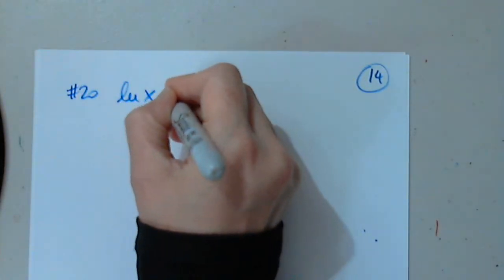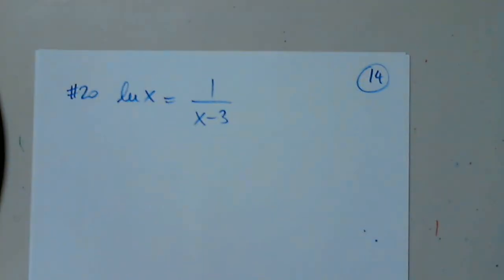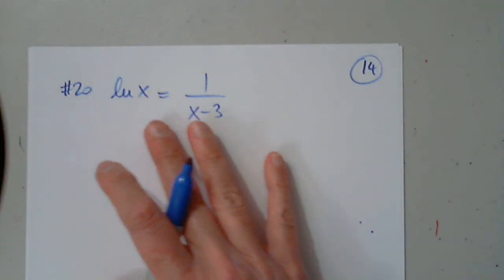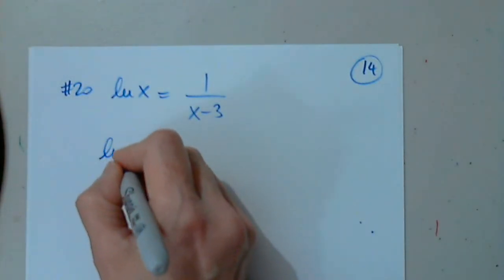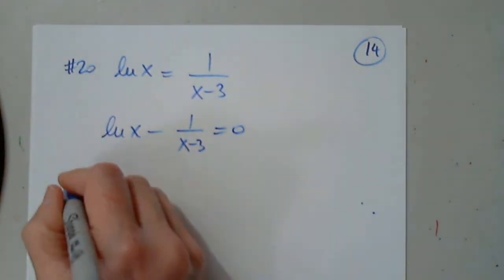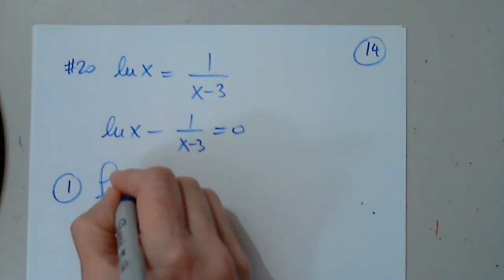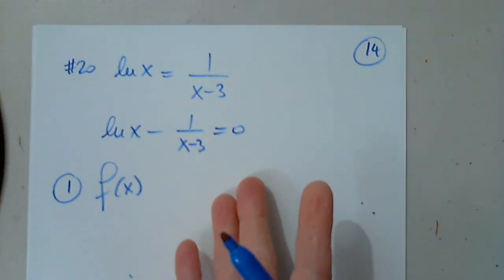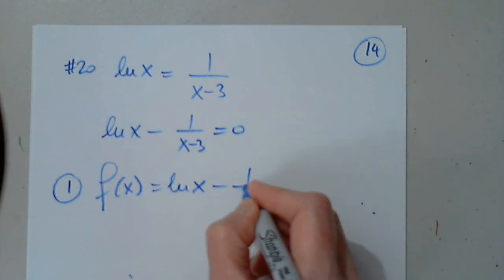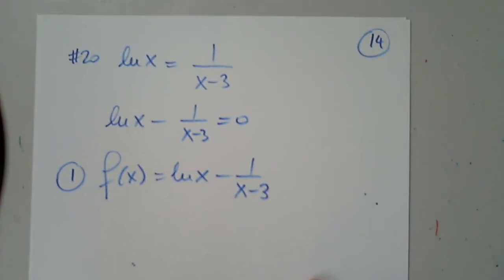Okay, so we're looking at number 20. Natural log x equals 1 over x minus 3. Perfect. Okay, so this equation is the same as this equation. In step number 1, I have to create the function. So natural log x minus 1 over x minus 3.